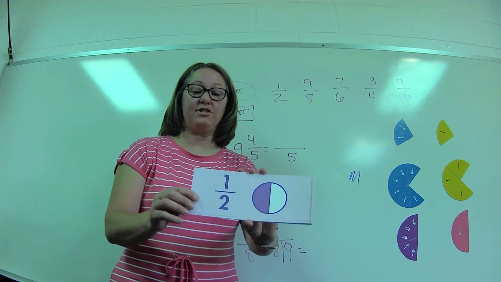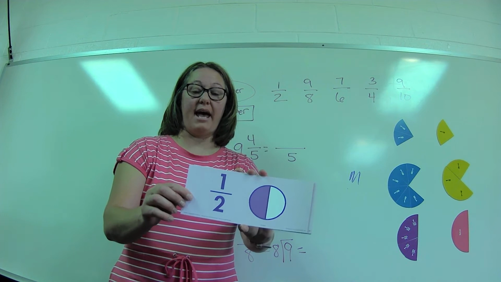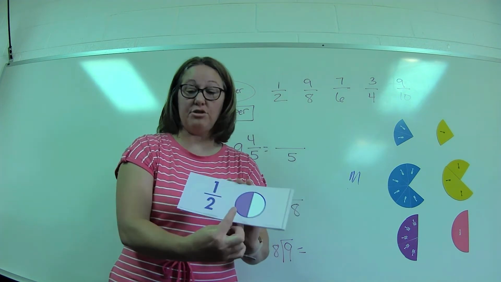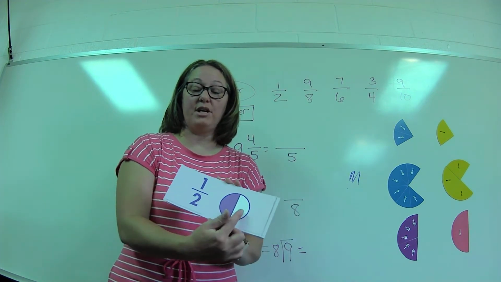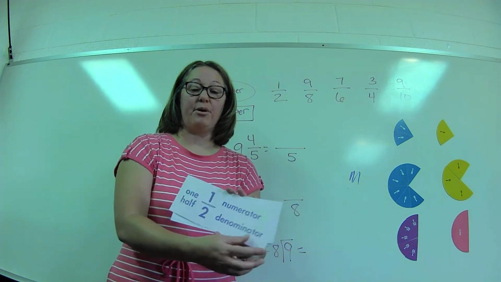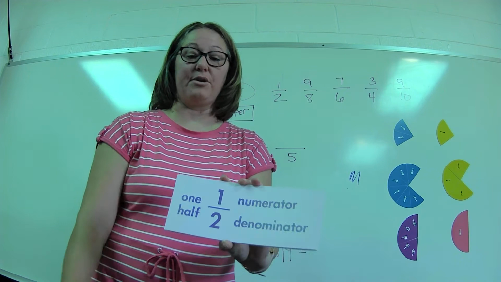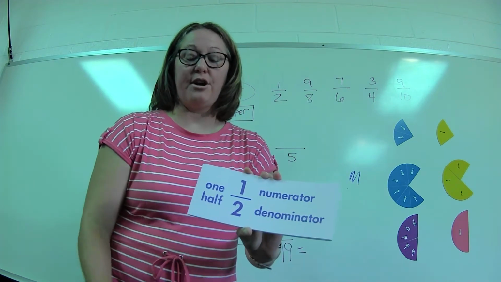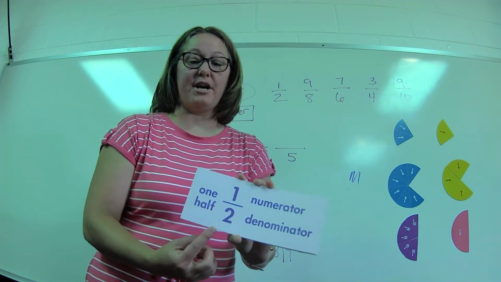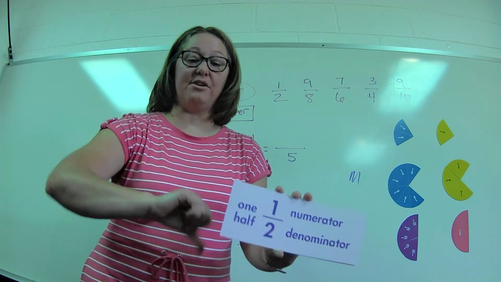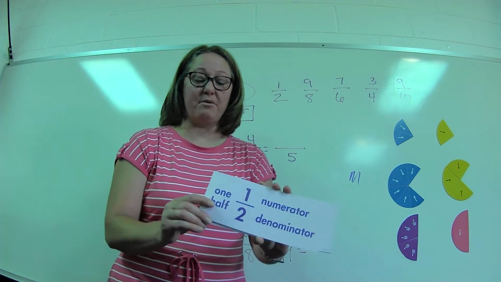We have fractions. This is 1/2. Total number of parts is 2. And one part being used is 1/2. The parts of the fraction: we have the numerator, the top number, and the denominator, the bottom number. Again, denominator starts with D. The word down starts with D. It's a good way to always remember that.